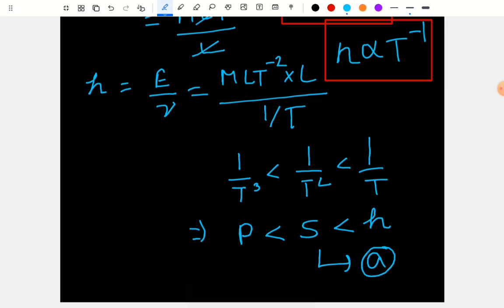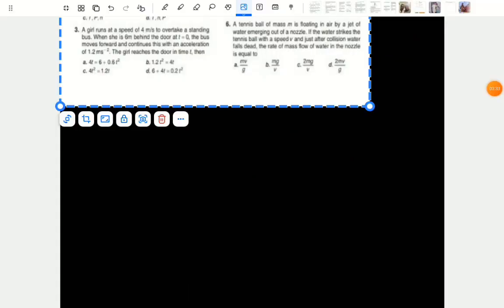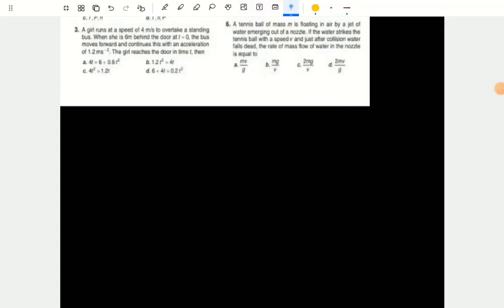Now let's read the next question. So the third question states that a girl ran at a speed of 4 meter per second to overtake a standing bus when she is 6 meter behind the door at t is equal to 0. The bus moves forward and continues with an acceleration of 1.2 meter per second square. The girl reaches the door in time t when.